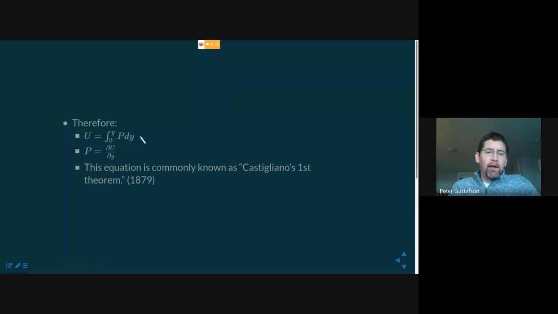Now that's kind of a neat little phenomenon, actually. A guy named Castigliano was the one who formulated it in this way, all the way back in 1879. This form of equation is the concept that you can find the force by differentiating the strain energy with respect to the displacement. This is called Castigliano's first theorem.